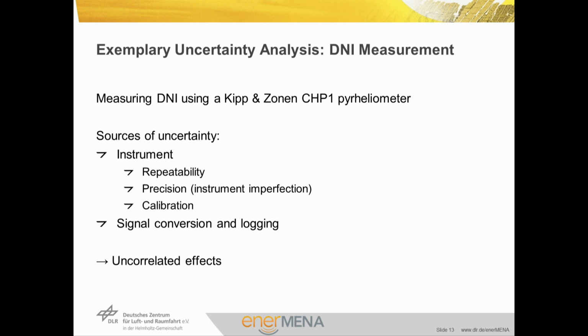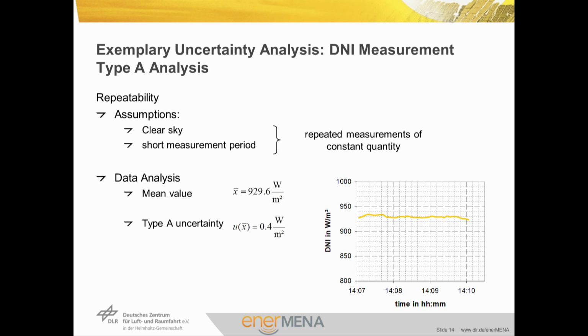Before the analog readings become available as measurement data, they are converted into digital values and logged. Consequently, uncertainty of these processes also needs to be taken into account. For this particular application, all effects considered can be assumed to be uncorrelated. In the first step, the type A uncertainty shall be investigated. To this end, we further assume that measurements taken during a short period of time under clear sky conditions essentially correspond to repeated measurements of a constant quantity.